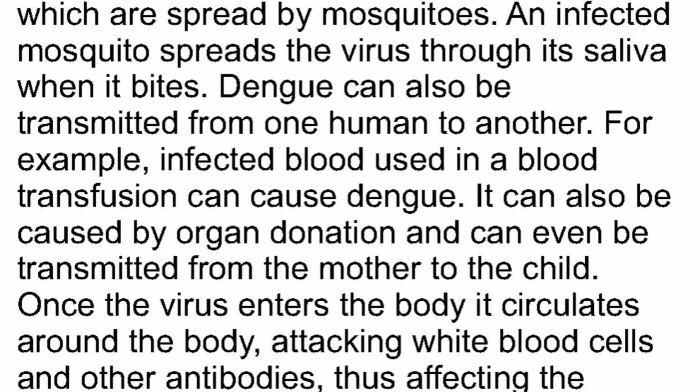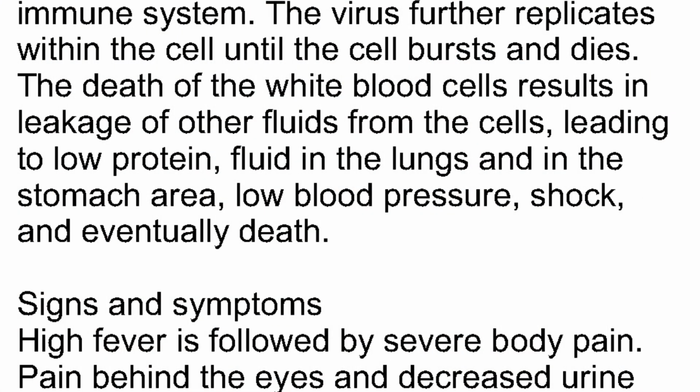Once the virus enters the body, it circulates around the body, attacking white blood cells and other antibodies, thus affecting the immune system. The virus further replicates within the cell until the cell bursts and dies. The death of the white blood cells results in leakage of other fluids from the cells, leading to low protein, fluid in the lungs and in the stomach area, low blood pressure, shock, and eventually death.